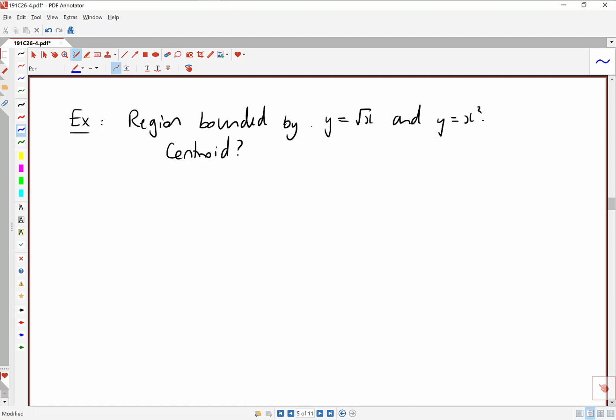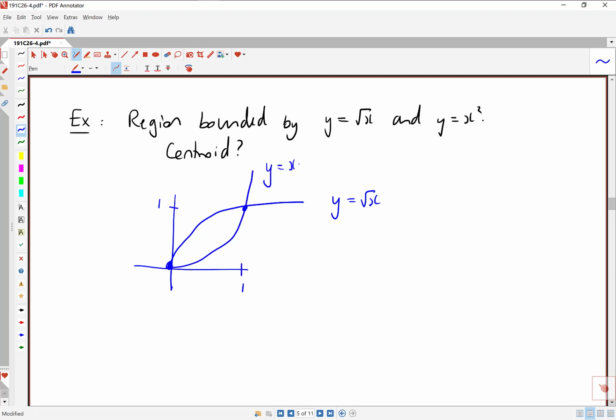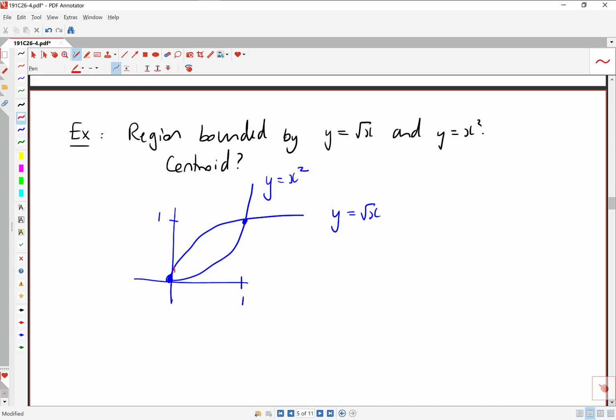In this next problem, we're looking at the region bounded by y equal root x and y equal x squared, and we want to find the centroid. Okay, so let's draw a sketch here. Let's say this is our x value 1, this is our y value 1. So our square root function passes through 0, 0, and 1, 1, but it's a relatively slow growing function, does something like that. So that's our y equal root x. And then y equal x squared also passes through 0, 0, and 1, 1, but it's got this sort of shape. So that's y equal x squared. So the region that we're talking about is the region enclosed by those two curves there.